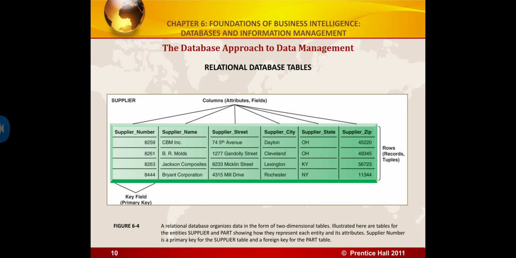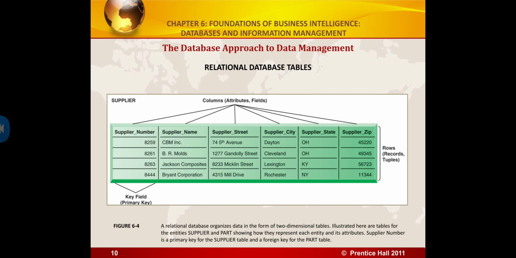For the entity supplier, the supplier identification number, the name, the street, the city, the state, and the zip code are stored as separate fields within the supplier table, and each field represents an attribute for the entity supplier. The actual information about a single supplier that resides in a table is called a row. Rows are commonly referred to as records, or in very technical terms, tuples. Data for the entity part have their own separate table.